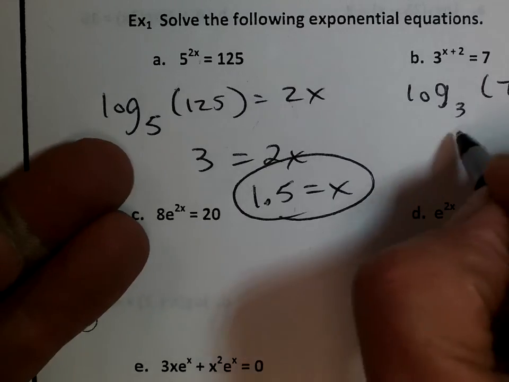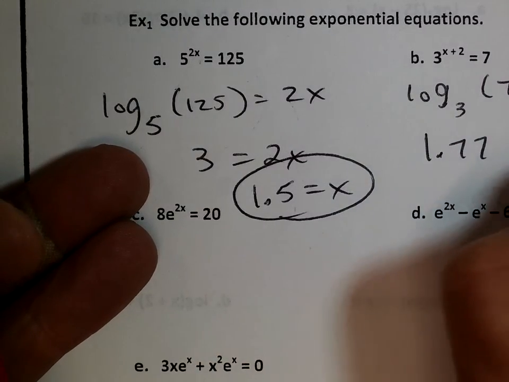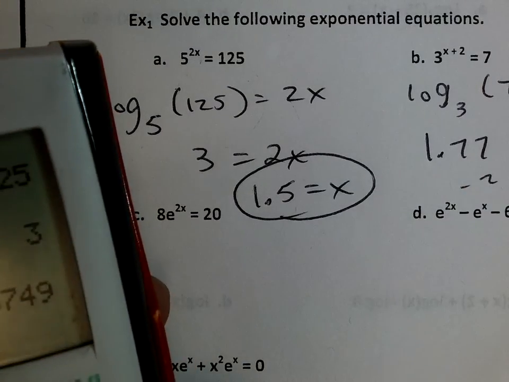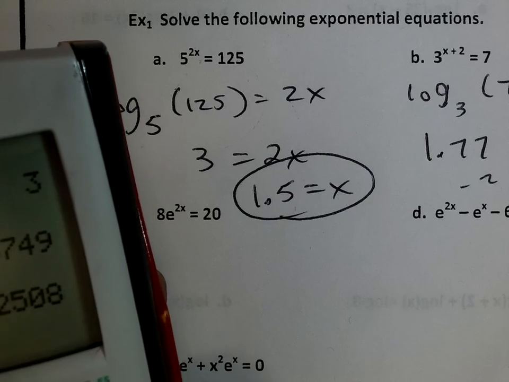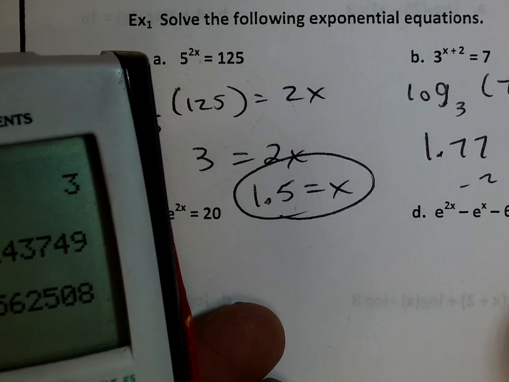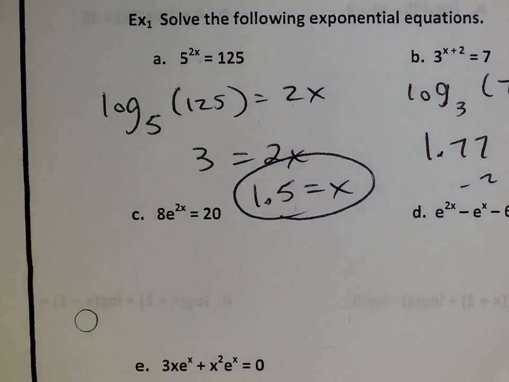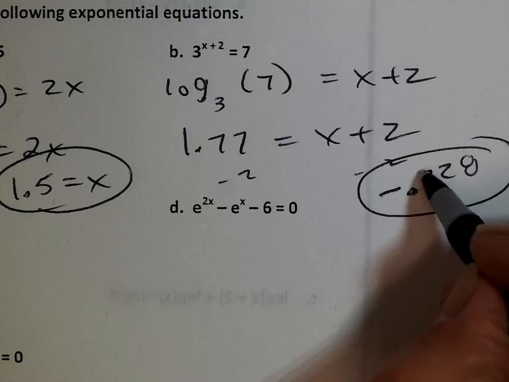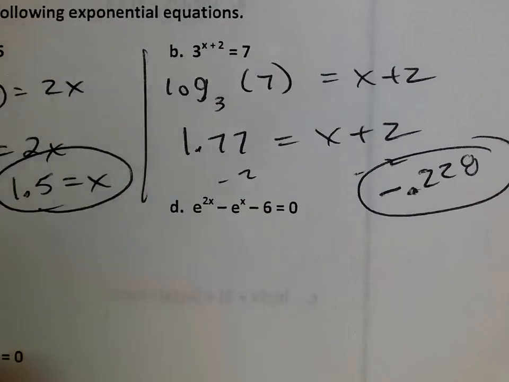So I got about 1.77 equals x plus 2, right? Subtract 2, minus 2, minus 2, and I get about negative 0.228. Negative 0.228. Thumbs up, you guys? Pretty easy, right? Pretty easy, okay?